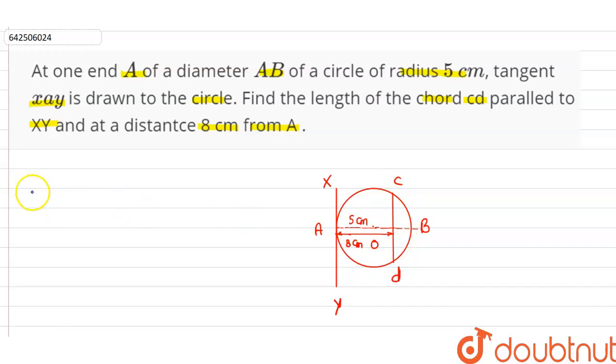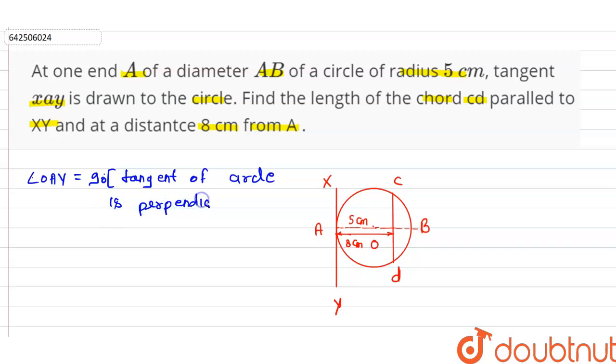So first of all, we know that angle OAY is equal to 90 degrees, because we know the property of the circle, that a tangent of a circle is perpendicular to its radius at the point of contact.